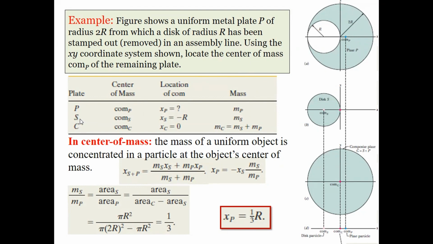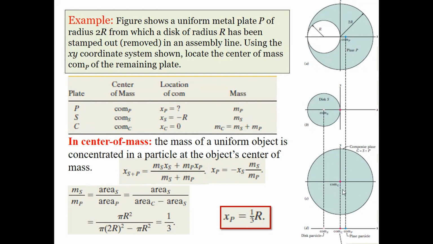Similarly, there is a disk S, which is the stamped out disk. This disk has a radius r, and its center of mass is COM subscript S, shown here in yellow. Its location is minus r because it is on the x-axis, at a distance r away from the origin towards the minus x direction. The mass of this disk is m S.